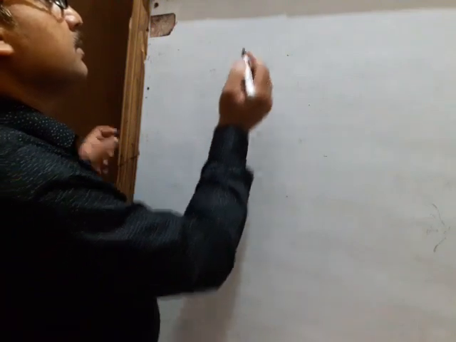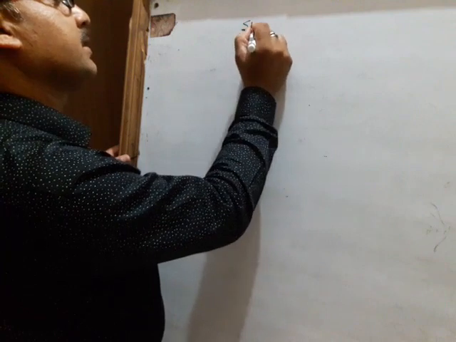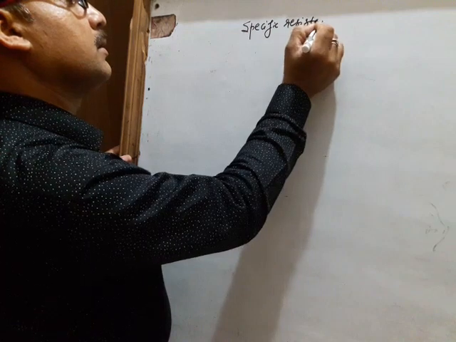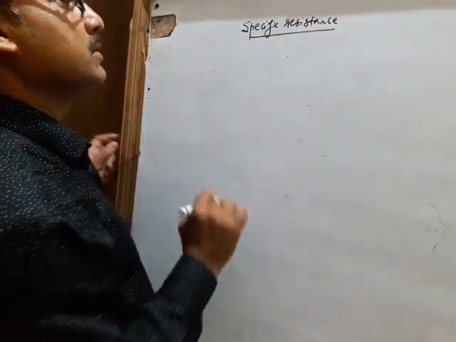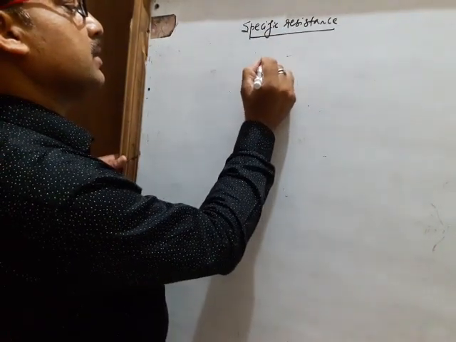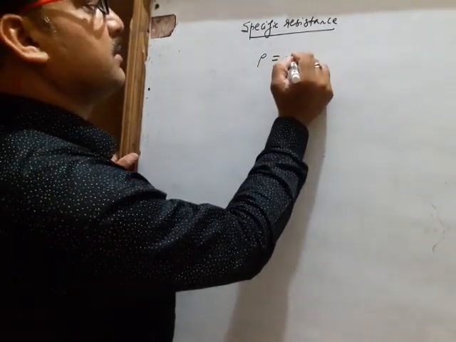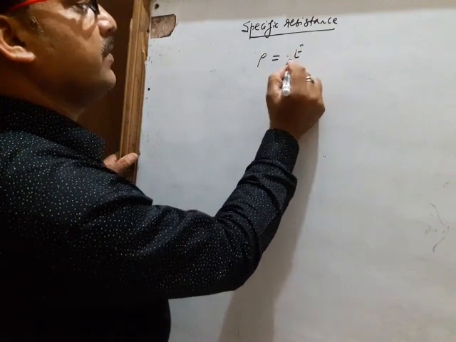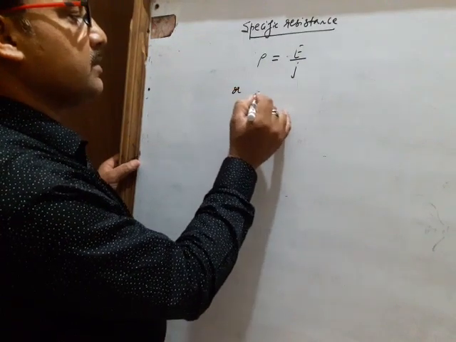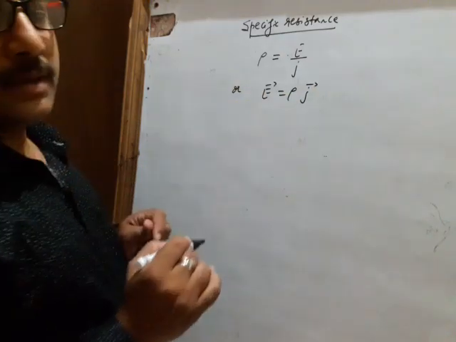Then if I talk about specific resistance, or we say the resistivity, suppose, then you can write specific resistance or resistivity as the ratio of electric field to the current density. Or in terms of vectors, you can write this is rho into vector J.